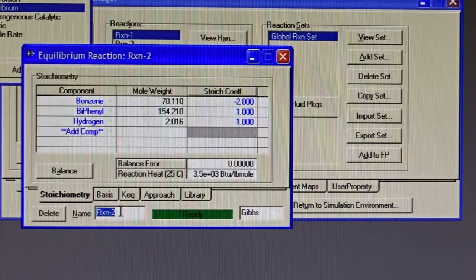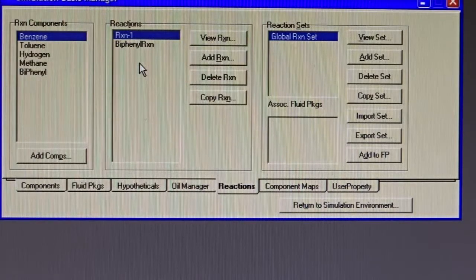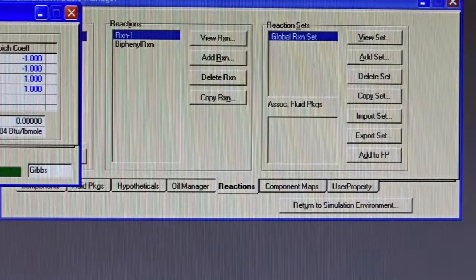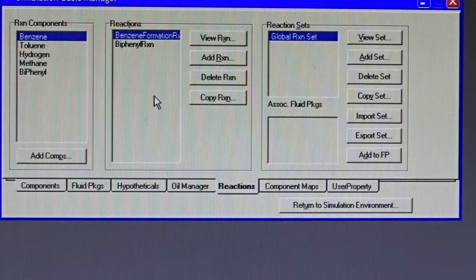And the name of the reaction, I will call it biphenyl reaction, for example. Notice now, we have biphenyl reaction. Reaction 1, I can call it once again benzene formation reaction. You can call it whatever kind of name that makes meaning for you.